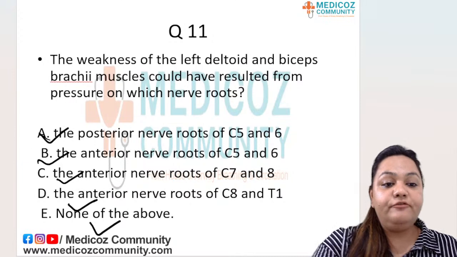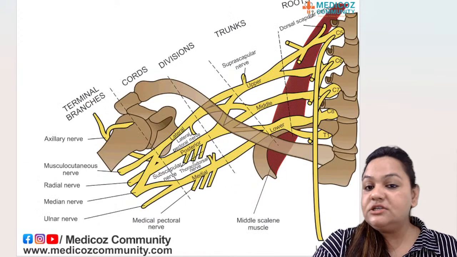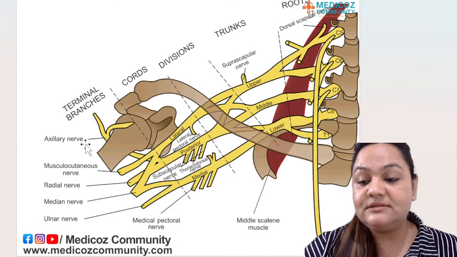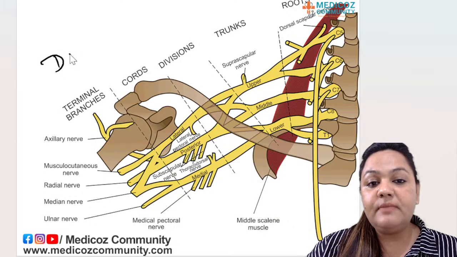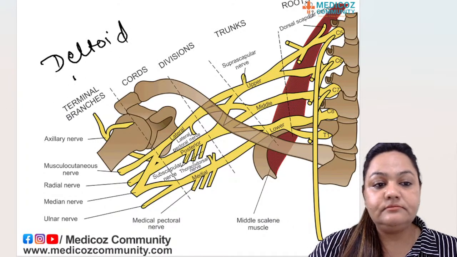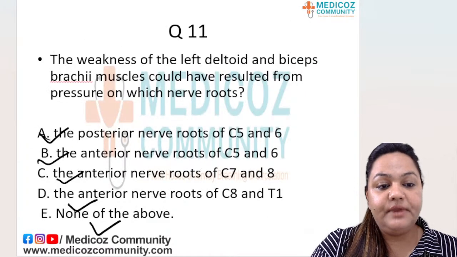Now we have to see the brachial plexus here, because we all know the muscles of the upper limb are supplied by the branches arising from the brachial plexus. So we will talk about the nerve supply of deltoid and biceps brachii.